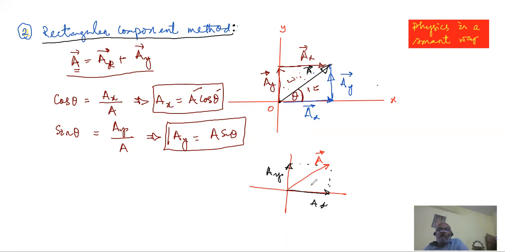And look at which angle is given, because A is completely known. This angle is given initially when we started to work out the issue. This angle we have taken as theta. So this simple diagram is enough.